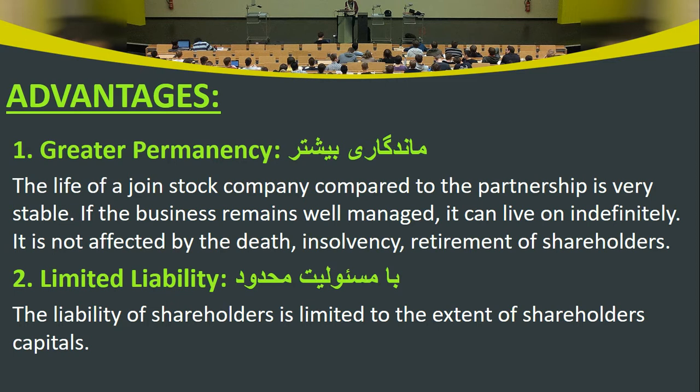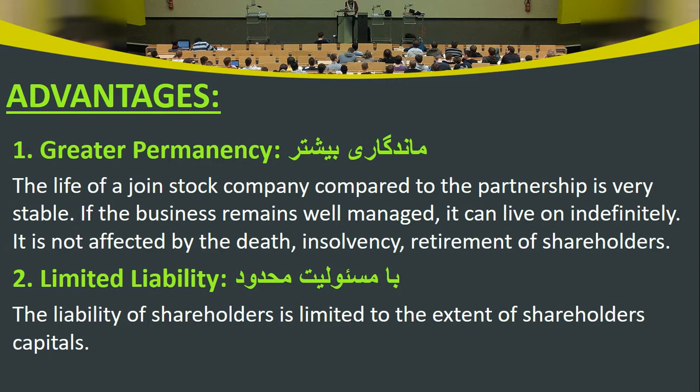The first one is greater permanency. We say that the life of a joint stock company, compared to the partnership, is very stable. If the business remains well managed, it can live indefinitely. It's not affected by the death, insolvency, or retirement of shareholders. One of the most useful advantages of a joint stock company is that it provides greater permanency.